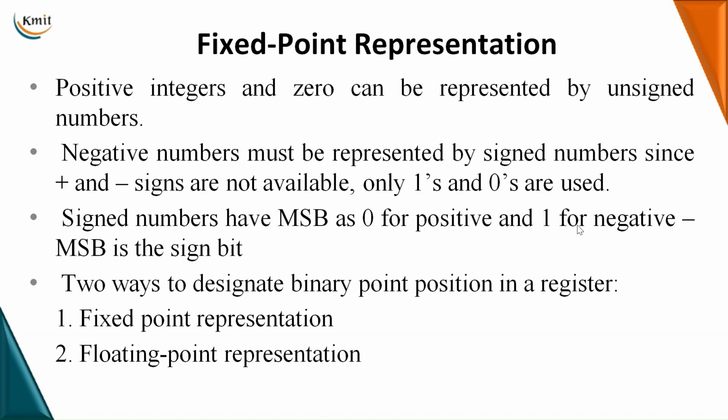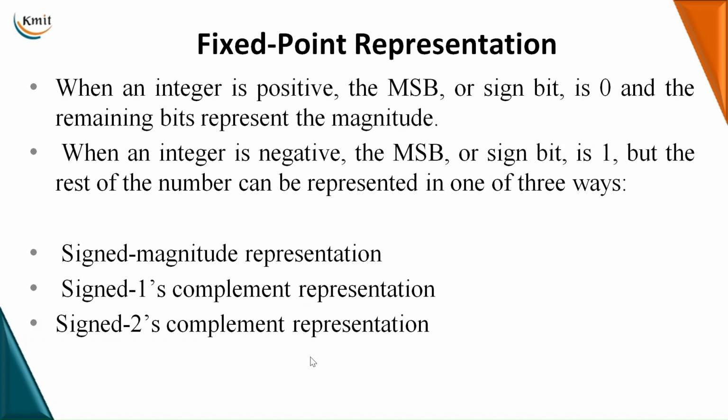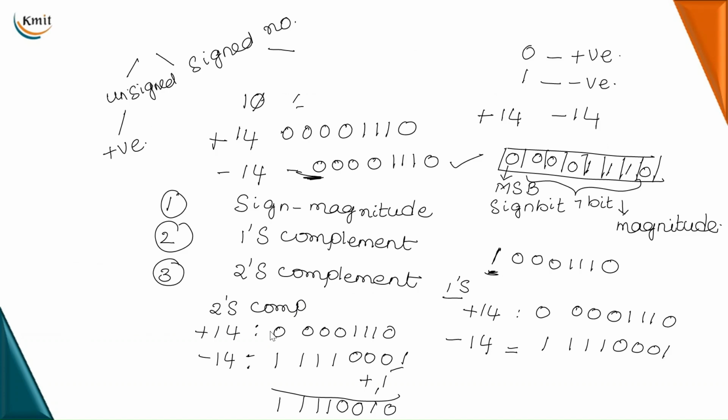There are two ways of representing the binary point position in a register, that is fixed point representation and floating point representation. We'll see that. So here, when an integer is positive, the MSB will be 0 and the remaining bits represent your magnitude. When an integer is negative, the MSB will be 1, but the rest of the number can be represented in three ways: signed magnitude representation, signed one's complement representation, or signed two's complement representation. So this is how we represent the numbers in all three forms.